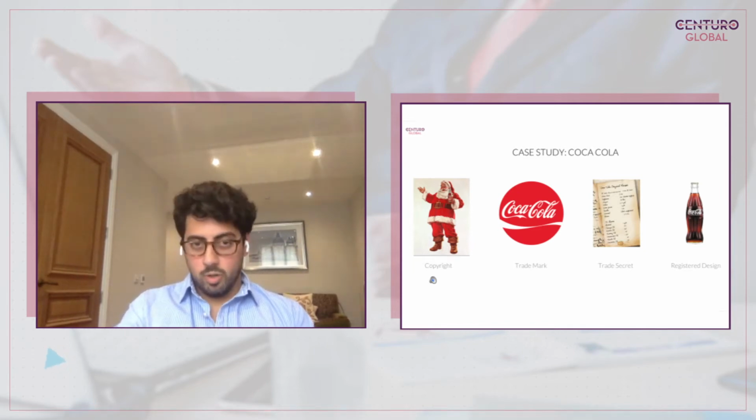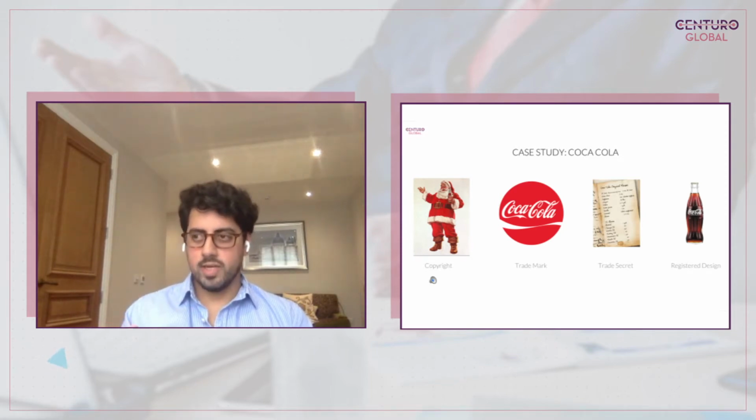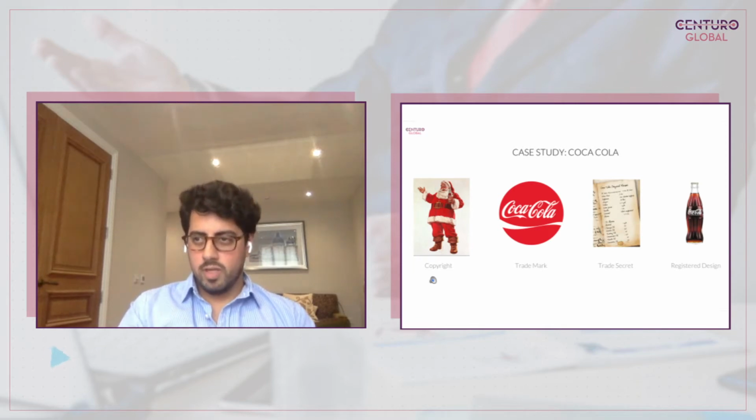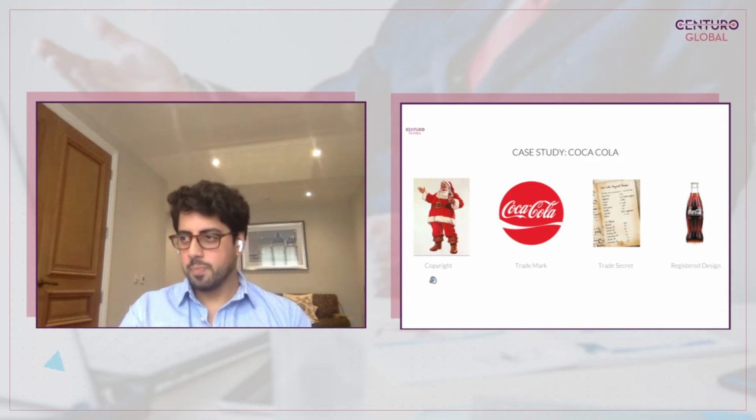Then you've got the iconic logo. So that's protected as the word Coca-Cola. Then it's also protected in the font, the swirly, stylized Coca-Cola font. It's also protected with the red background. And they've got a whole host of trademarks. So you've got the copyright in the imagery and any artistic creations, sounds, visuals. You've got the trademark for the name.